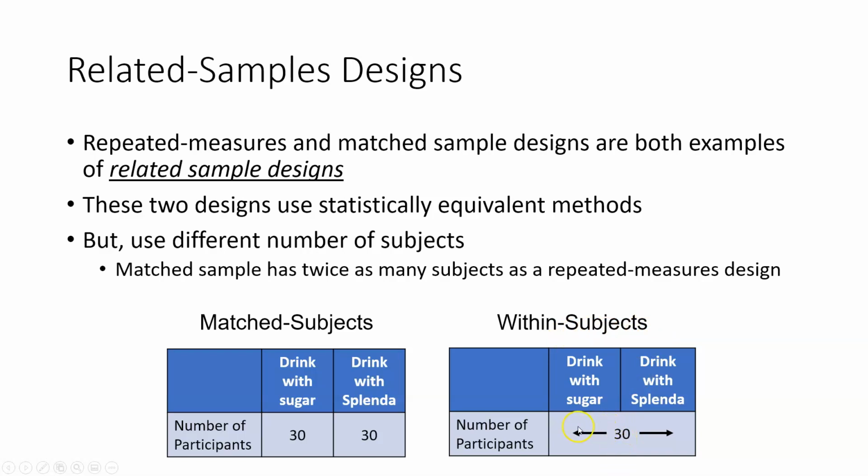You first have them drink lemonade with sugar, and then the next day you might have them come back into the laboratory and drink lemonade with Splenda, and you have them do the same task both times. You might have some people start with the sugar condition and some people start with the Splenda condition and then swap. But either way, you have people do both conditions, and so you only need 30 participants in your research study.